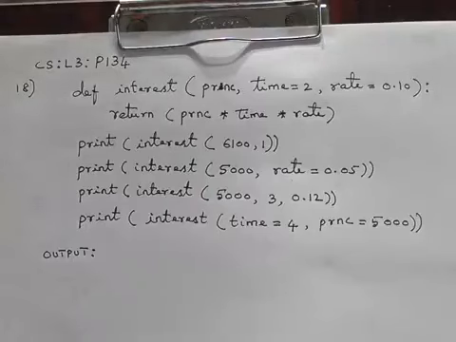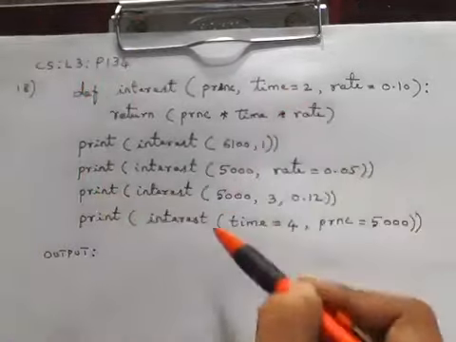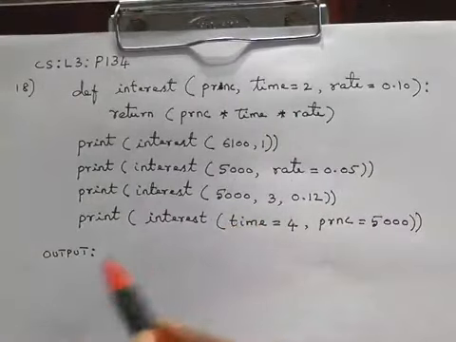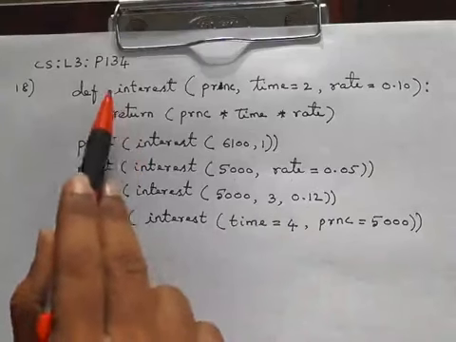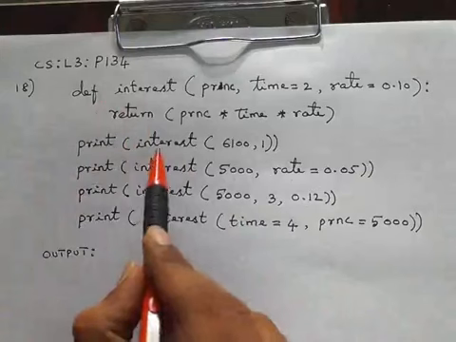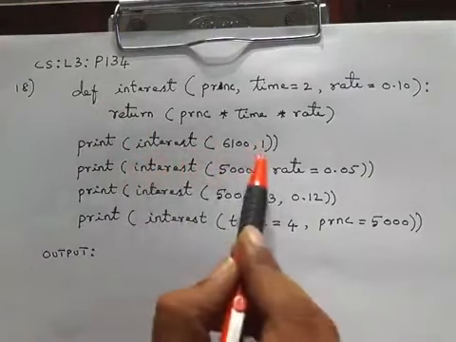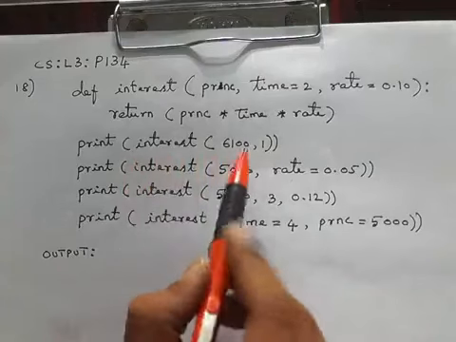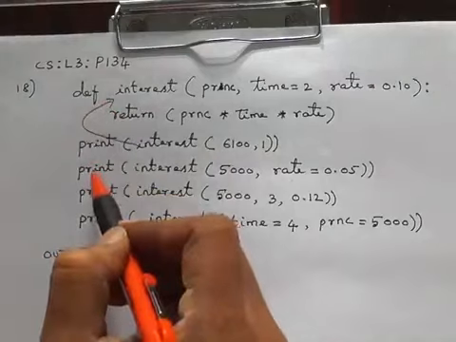Good morning students. Today we are going to see in computer science lesson number 3, page number 134. This is the program. For this program, what is the output? Always don't go to the definition first, come after the call. What is this? Interest function. It is a call statement. This call statement will call the interest function definition, right?